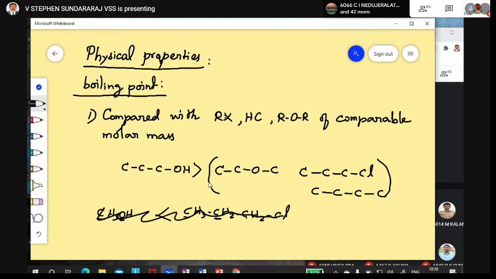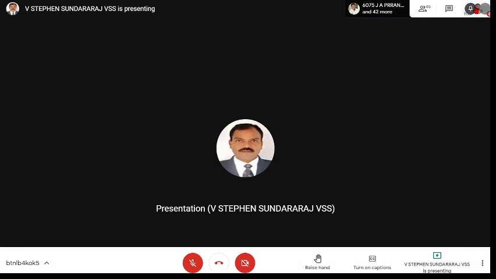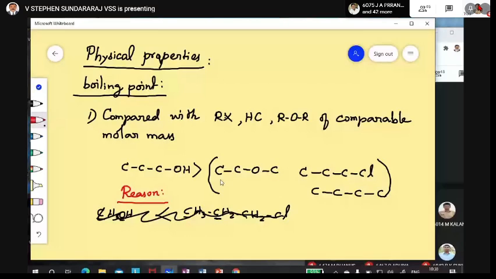Down, you write the reason. What is the reason? One of you tell me. The hydrogen bonding. Very good. In the other cases there is no hydrogen bonding, but in alcohol there is a strong intermolecular hydrogen bond. Boiling means you are separating the molecules, not breaking the bond. You are not breaking the bond, you are separating the molecules. So this is one point, note it down. Here I am comparing alcohol with different compounds.